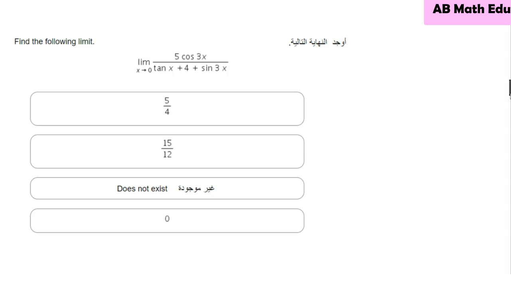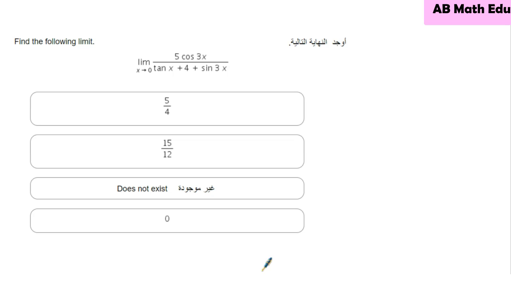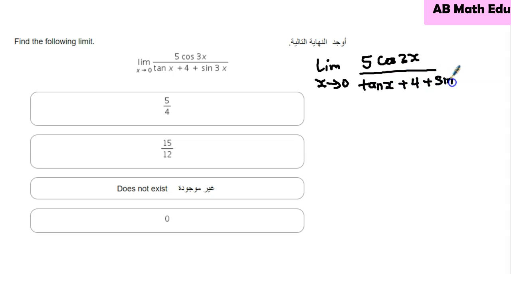All right, now they can also bring it on the trigonometric one. So how do we go by that one? So in the EmSAT, they will give you a calculator so you can verify this kind of stuff. So the limit as x approaches 0 of 5 cos 3x all on tan x plus 4 plus sine 3x. All that you have to do, this implies that wherever we see the x, we are going to plug 0.